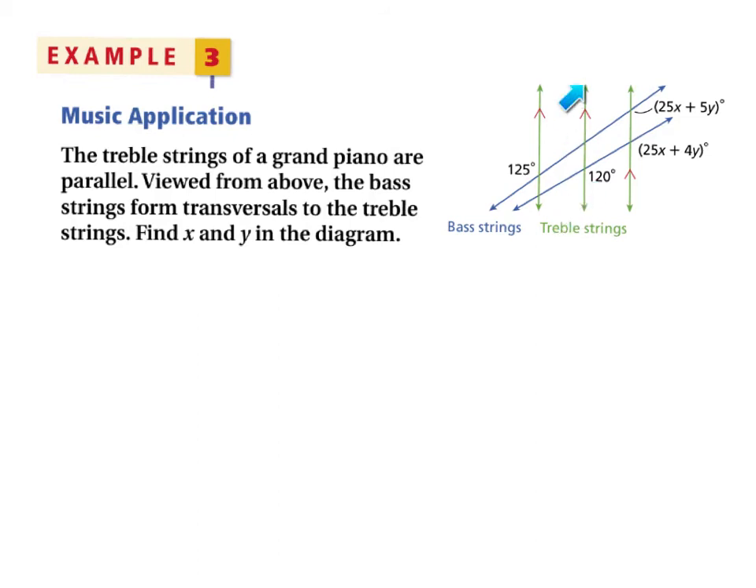Well, let's look at this parallel line, the middle one and the right one. What is the relationship between the 120 and the 25x plus 4y? They're congruent because they're corresponding. And we know they're congruent because these two lines are parallel. So the first equation we can write is 25x plus 4y equals 120.